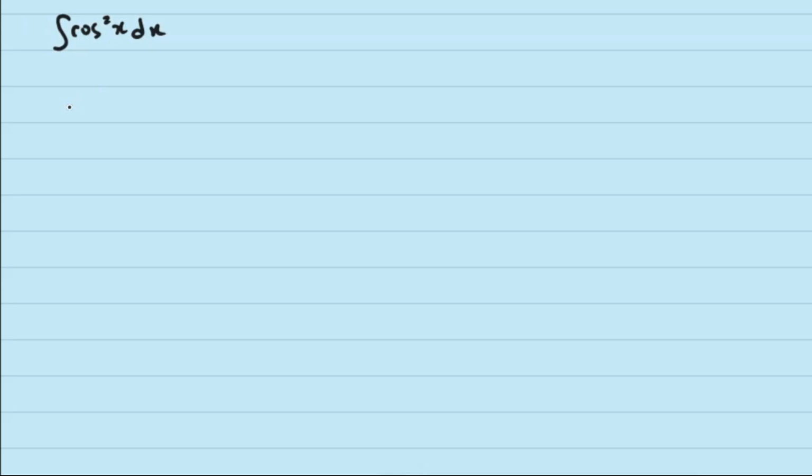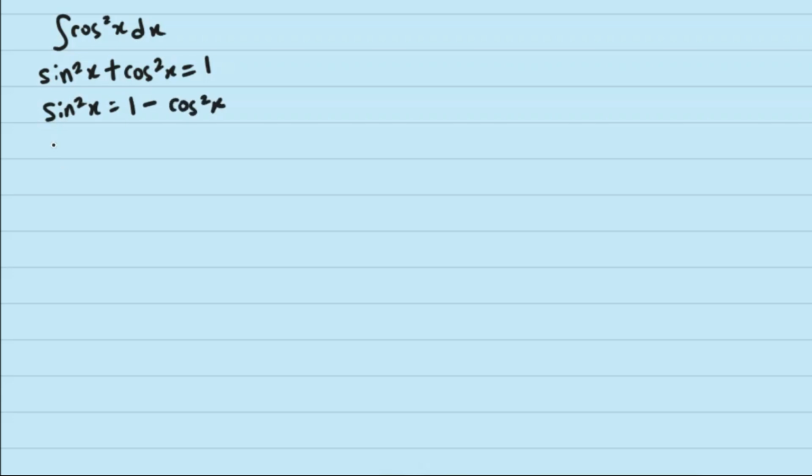So we're going to use the same approach. Remember, our fundamental trigonometrical identity is sine square x plus cos square x is equivalent to 1. Here we are trying to find a representation for cos square x. So let's make sine square x the subject of the formula, which gives us 1 minus cos square x.